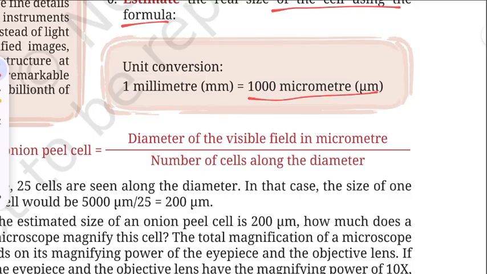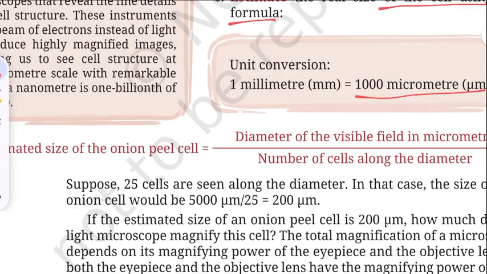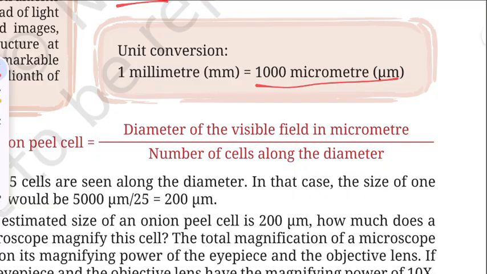If you need to find out the estimated size of the onion peel cell, first you will take whatever diameter is coming, upon the number of cells, and this should be in micrometer. Fine. Upon the number of cells along the diameter.